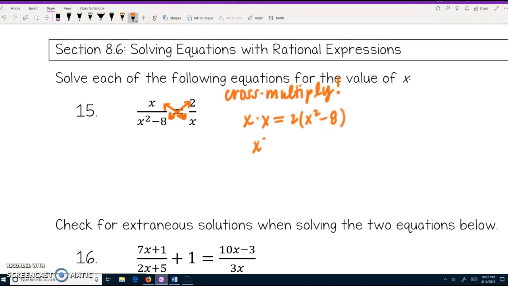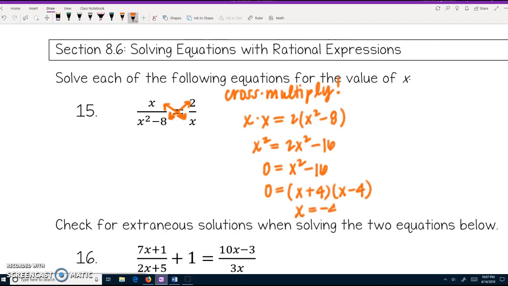So this will become an x squared. When I distribute, I will have 2x squared minus 16. I'm going to subtract this x squared over from this 2x squared. So 2x squared minus an x squared will be an x squared minus 16. I can either add that 16 over, or I can use difference of perfect squares factoring. It's going to work out either way. And so my 2 answers will be positive and negative 4.